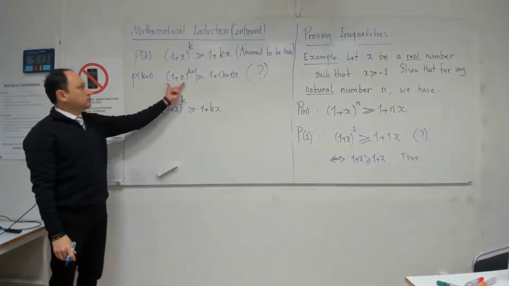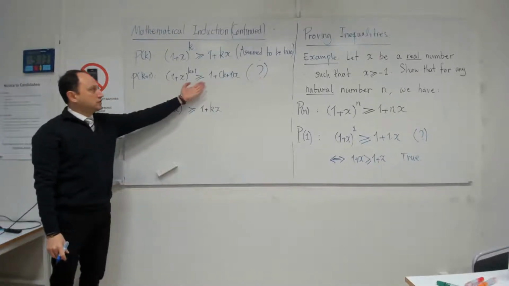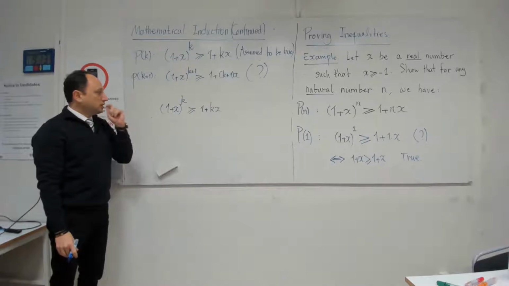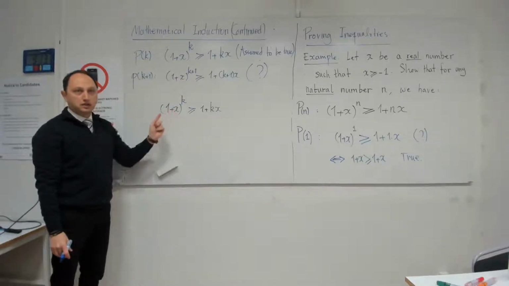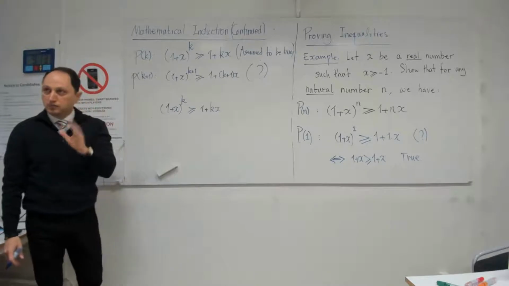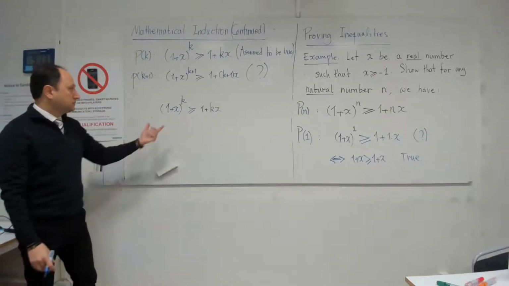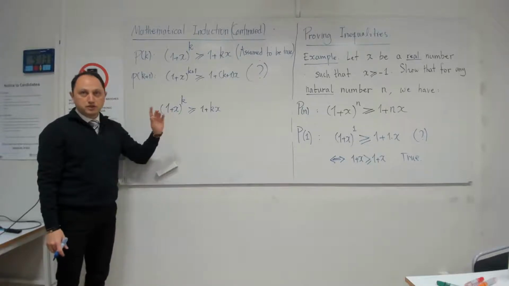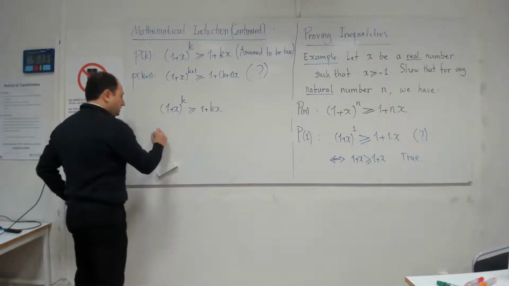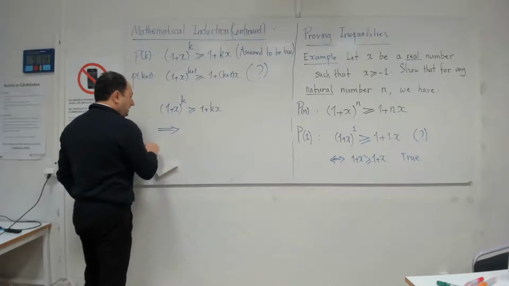Somehow I want to get something similar to this expression, okay? If I look at the left-hand side of what I want to show, I see that one factor of 1 plus x is missing here, yes? So this might motivate me to multiply both sides by 1 plus x. First of all, am I allowed? Let me write something like this, then I will ask you.